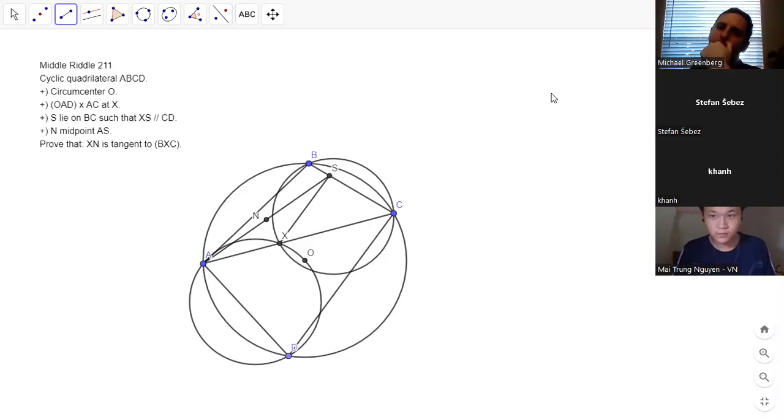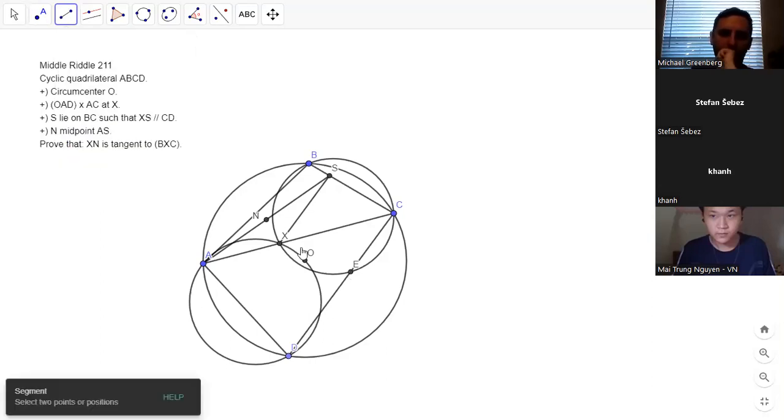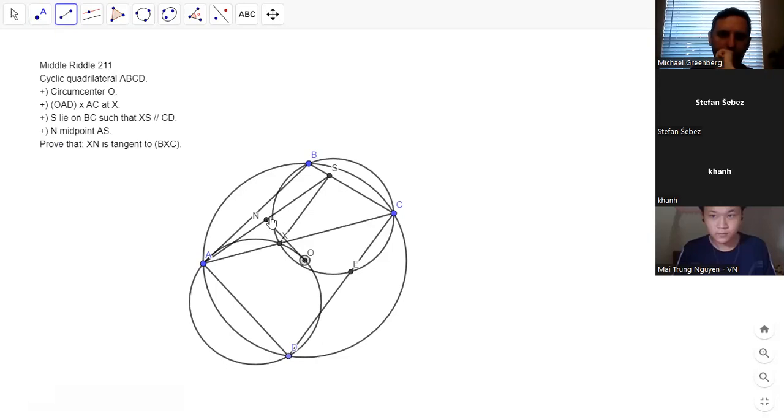So we could try to show angle NXC is angle... maybe it's worth drawing this point. Show angle NXC equals angle XEC. We know ON is perpendicular to AS.